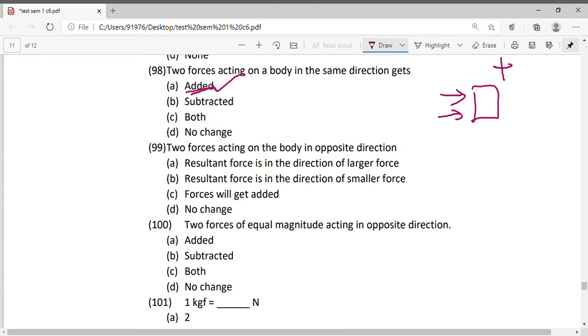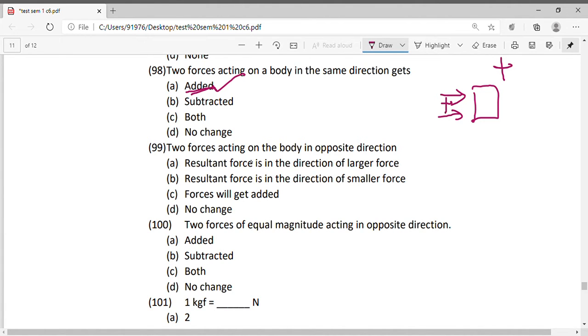Alright, so third part of this video. We already did this one. Force acting on a body in the same direction will get added. So if the force is acting in the same direction, in that case, both the forces will add.